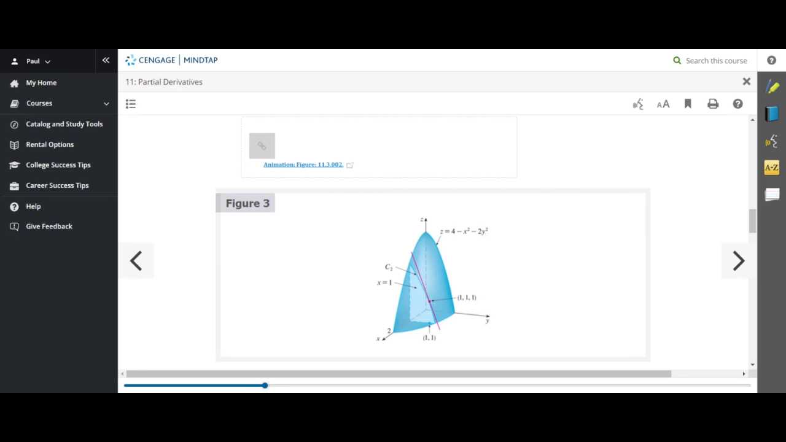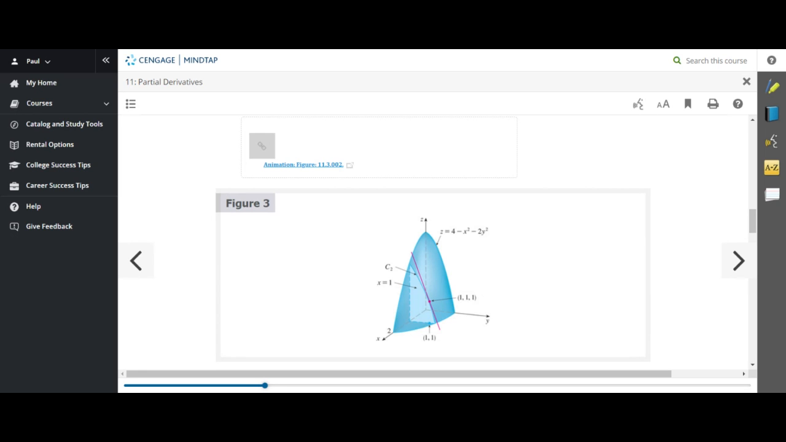And in fact, can you tell me what the value of that slope is for that tangent line in figure 3? That's right, -4. That's exactly right. So this is how we interpret what we call first partial derivatives.